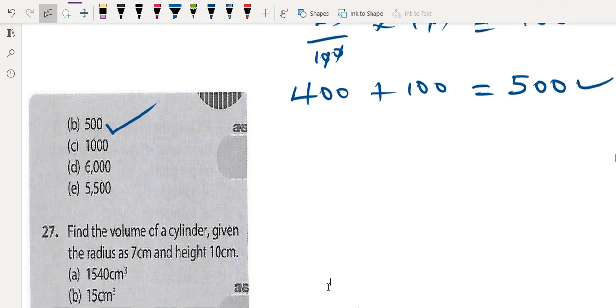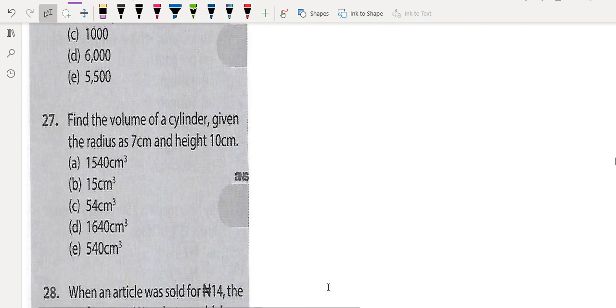Number 27. Find the volume of a cylinder given the radius as 7 cm and height as 10 cm. 20 seconds. What's the answer? 1,540 centimeter cube.